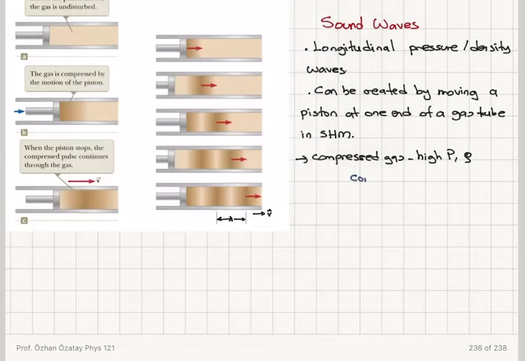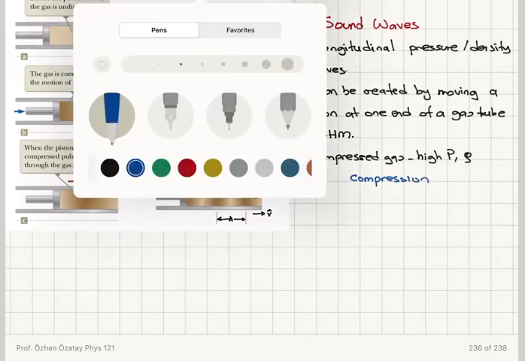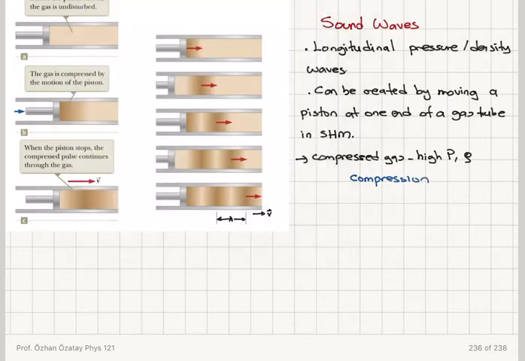we call this the compression part of the cycle. And when we have a pullback, then we have low pressure and low density, and we call that rarefaction. So alternating compressions and rarefactions are moving at the speed of sound.